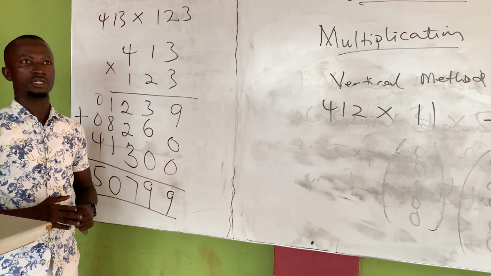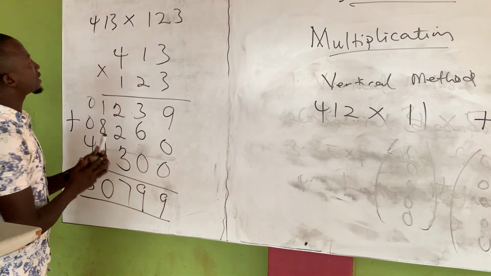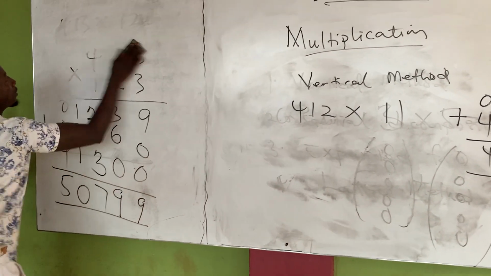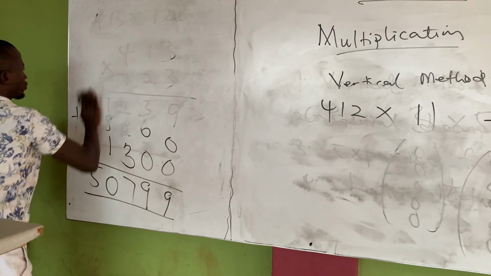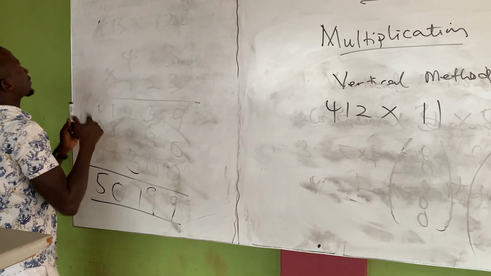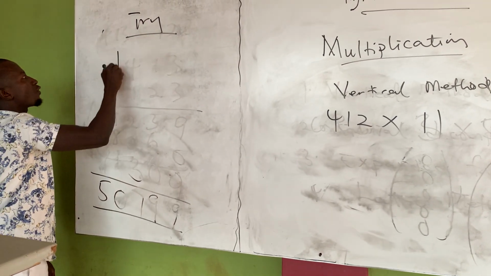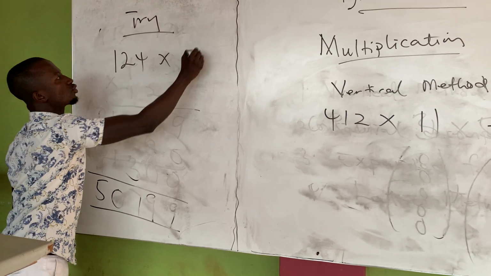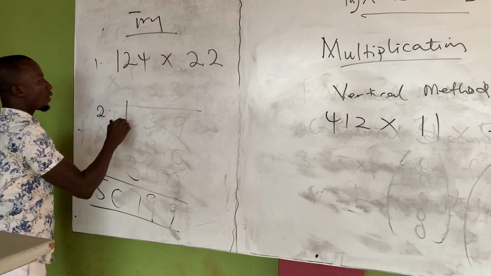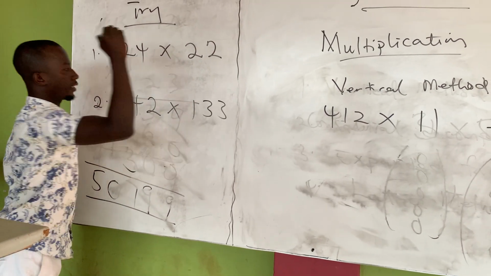Let's take our last example and I will give you some homework and exercises to go and try your hands on. In our next episode, we solve that one before we move on. So let me quickly give you 2 different examples, then we continue from there. Let's try this. We have 1, 2, 4 times 2, 2. That is the first one. The second one is 1, 4, 2 times 1, 3, 3.